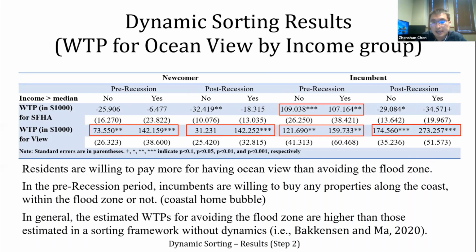So in general, the estimated willingness to pay for avoiding the flood zone is higher than those estimated in the sorting framework without dynamics, like in Bakkensen and Ma. So that's the difference made by including the expectations.